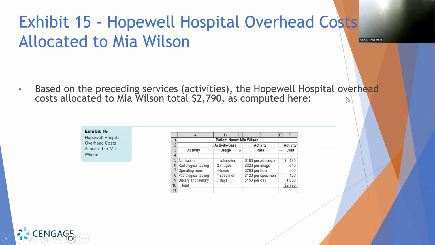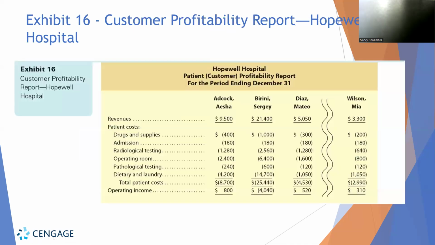Miss Mia, the overhead cost allocated to her was $27.90 based on 1 admission, 2 x-rays, 4 hours in the operating room, 1 specimen. She was there 7 days. That's how they allocated the overhead. Okay. So you've got Mia, and then you're looking at these others.